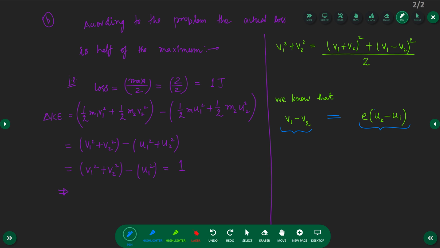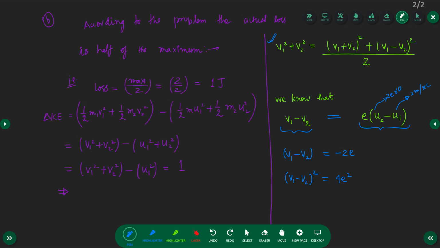So we will write this was 0 and this was 2 meter per second. So what we'll do? V1 minus V2 could be written as minus 2 times E here, right? Squaring both sides. V1 minus V2 whole square could be written as 4E square. Any problem?